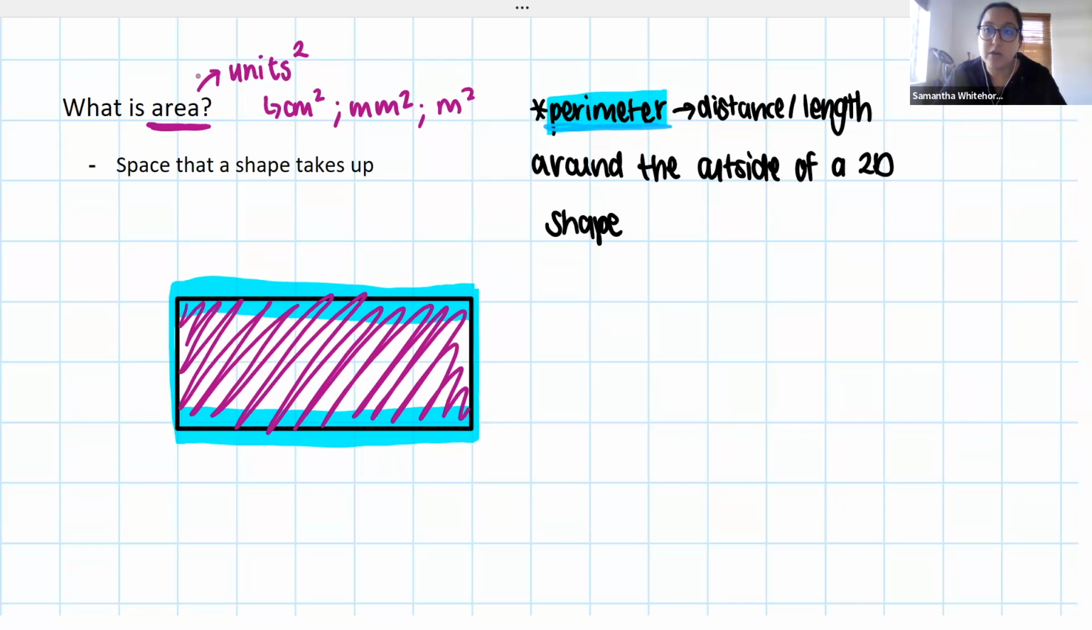I'm hoping we don't have any questions yet. If you do, put them in the chat. But let's take our screenshot so we can have a look at an example, because definitions only get us so far. We actually need to look at examples.